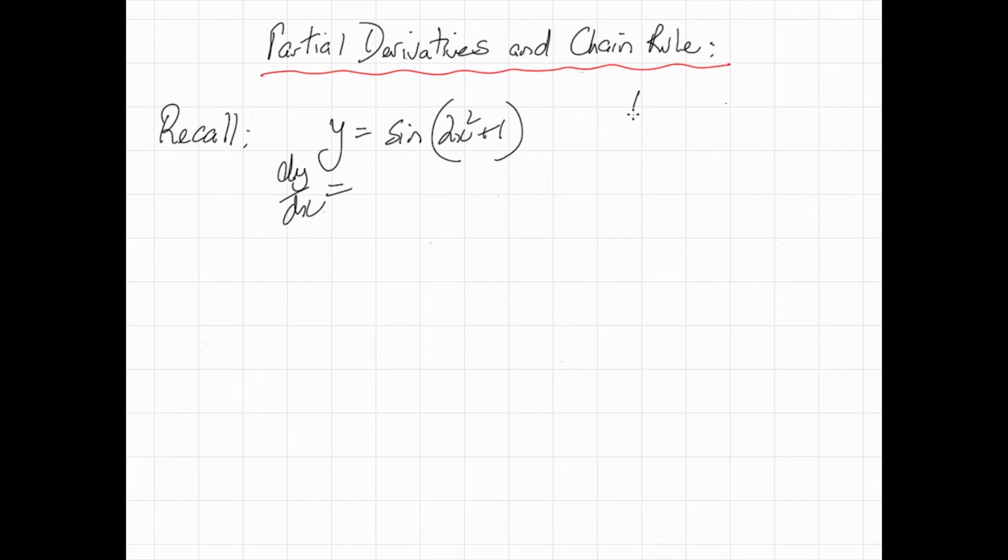we can say let u equal this bracket, and so du dx, the derivative of this with respect to x, is just 4x. And so therefore we can say y equals the sine of, instead of that bracket, we can say that's u. So we can go dy du is equal to the derivative of sine, which is just cos.